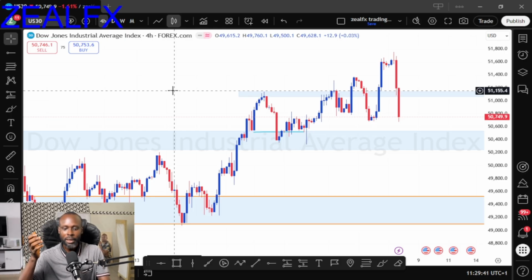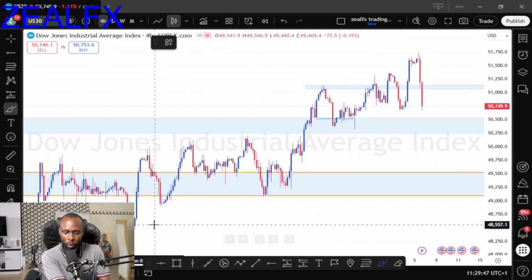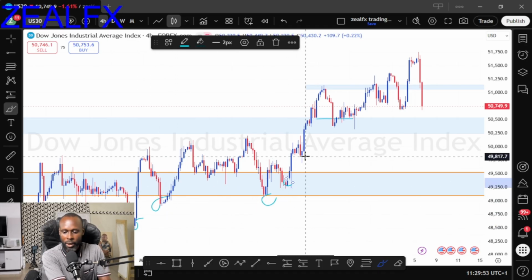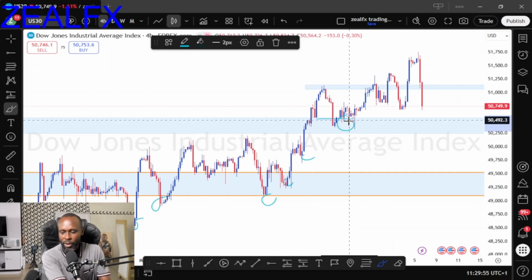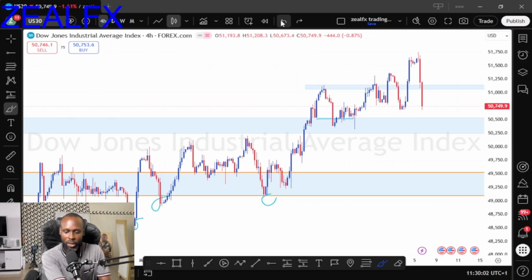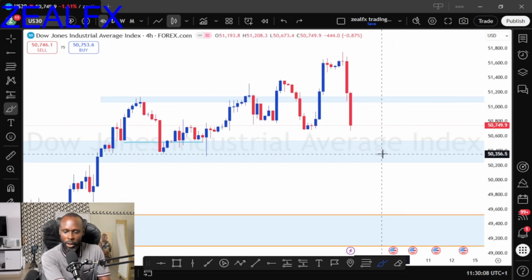So we can see price still has this structure of a series of higher lows. You can see we have this lower low and this higher low, higher low, higher low, then higher low. So this series of higher lows indicates more of a bullish structure for the US30. So long as we have this strong bullish structure for the US30, our job is to still look out for more buying opportunities on the US30.